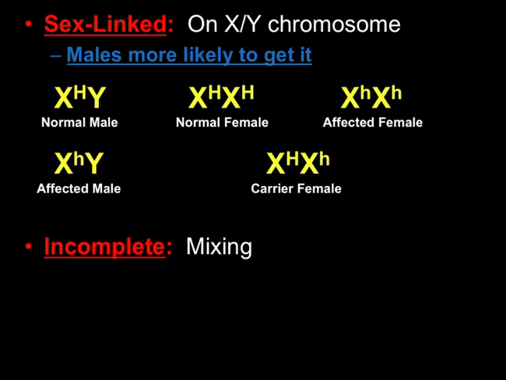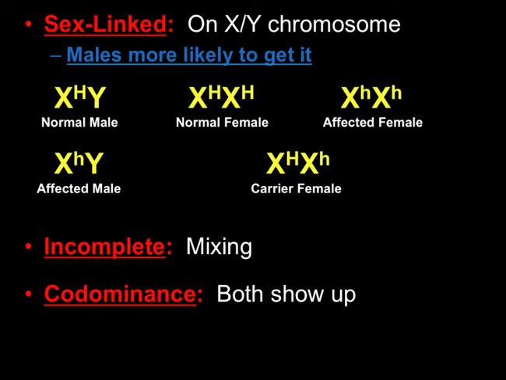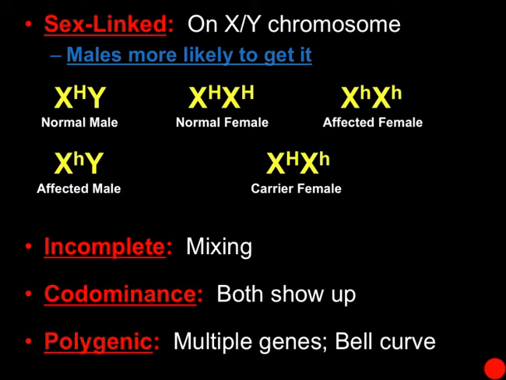We also talked about incomplete dominance, which is where they mix together. Red and white equals pink. Codominance, they both show up, spots. And polygenic traits, which are controlled by multiple genes and create that bell curve as to how they're expressed.